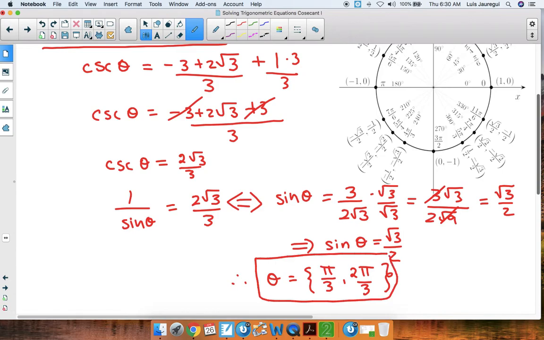So notice that here what we were doing was to rewrite the original equation in terms of the isolated function. Once we did that, we wrote the equivalent equation based on the reciprocal function, and then we took the reciprocal of both sides and solved the given equation by using the unit circle.